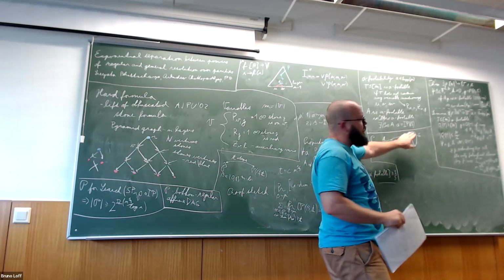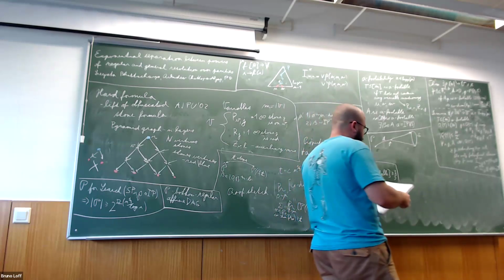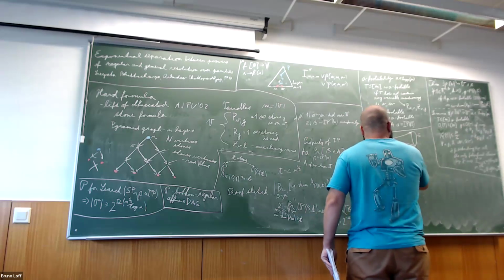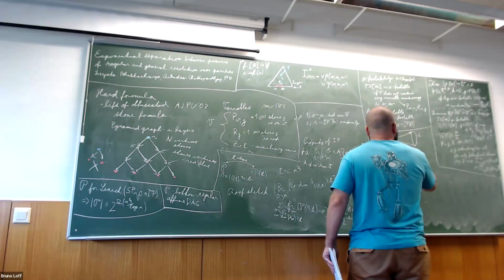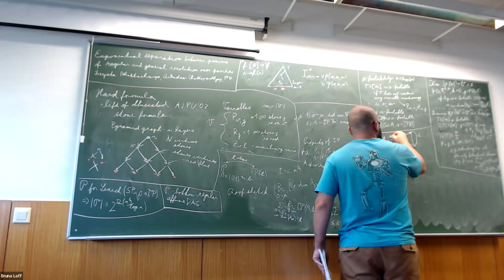Let's denote this subset S. Also suppose that the codimension of AP is at most n over 100. Right? You have the space AP.